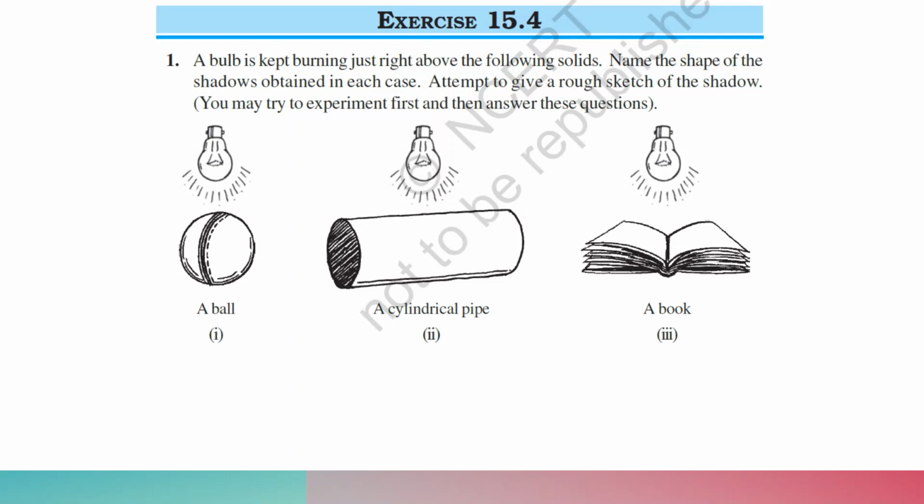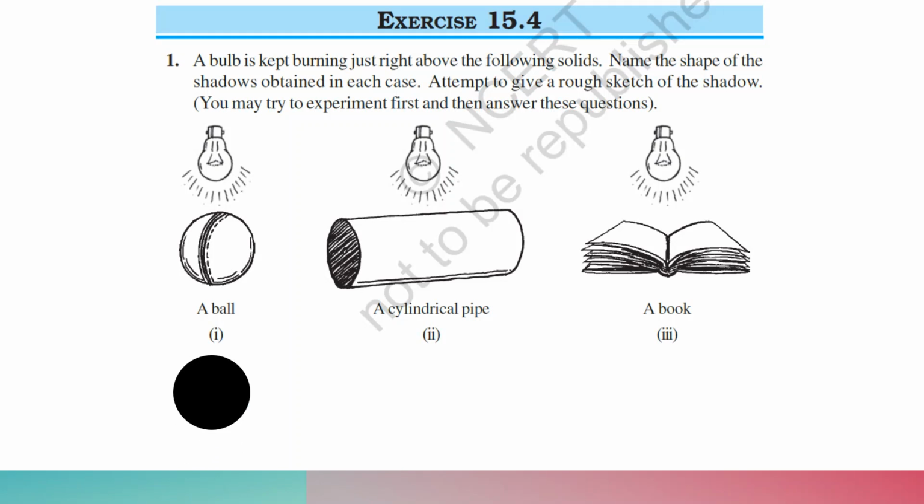You can see in the first part, we have taken a ball which is spherical in shape and the light is projected from the top. So when the light is projected from the top on a ball, the shadow of the ball will be in the form of a circle.